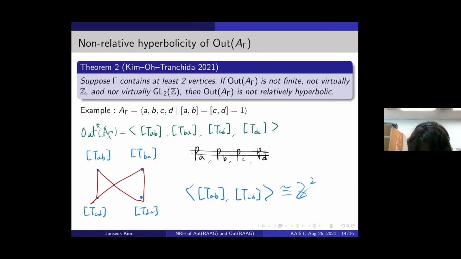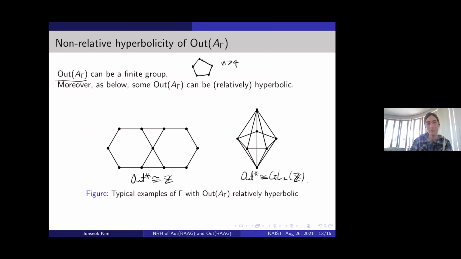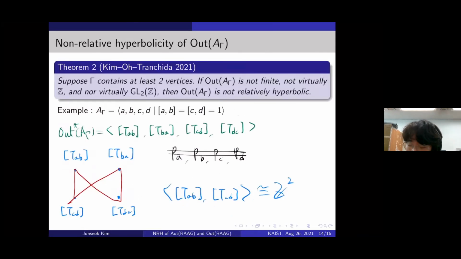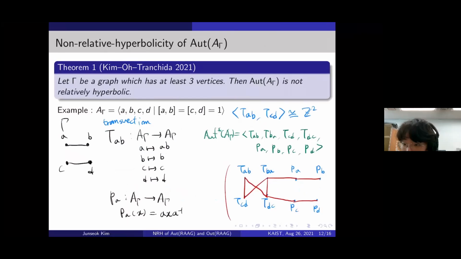At one point you mentioned the theorem saying: let Γ be a graph with at least 3 vertices, then the automorphism group of the right-angled Artin group defined from that graph is not relatively hyperbolic. What is the case if it has, say, 2 vertices? It's theorem 1. Then it's either the free group or Z^2, I think.